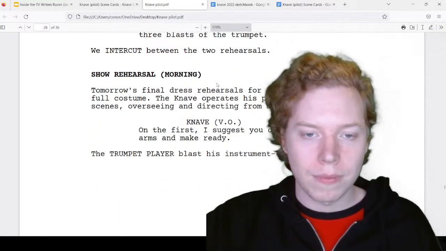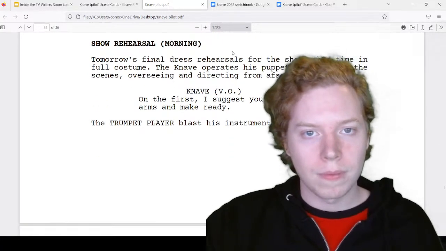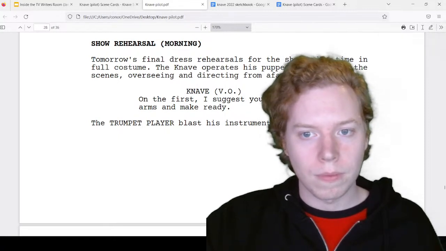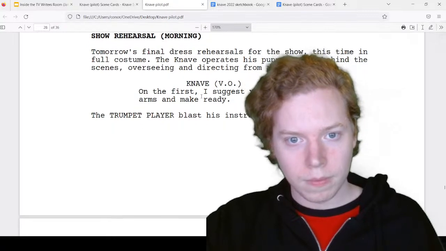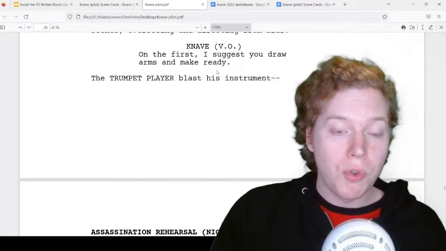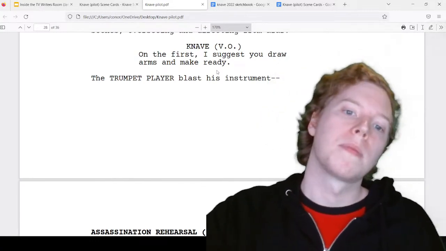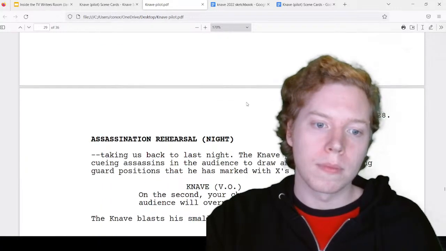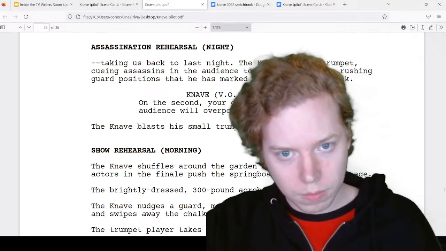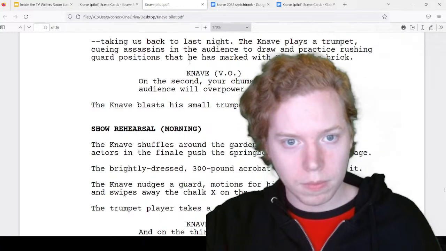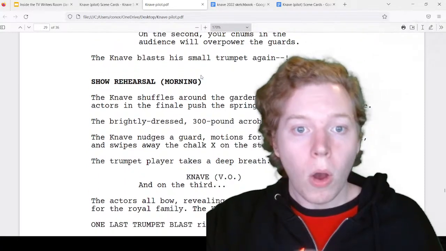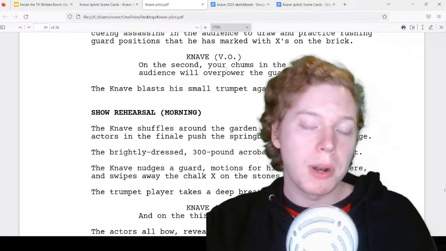We intercut between the two rehearsals. Show rehearsal, morning. Tomorrow's final dress rehearsals for the show. This time in full costume, the knave operates his puppets from behind the scenes, overseeing and directing from afar. On the first, I suggest you draw arms and make ready. The trumpet player blasts his instrument. Assassination rehearsal, night. Taking us back to the last night, the knave plays a trumpet, cueing assassins in the audience to draw and practice Russian guard positions that he has marked with X's on the brick. On the second, your chums in the audience will overpower the guards.